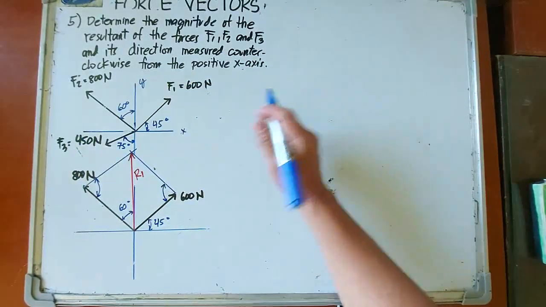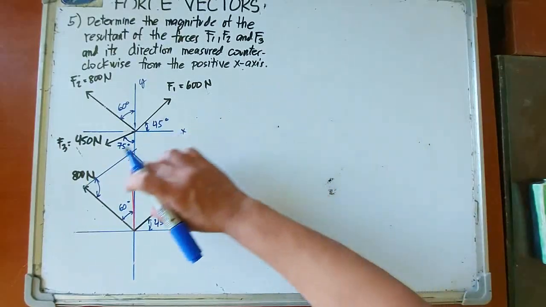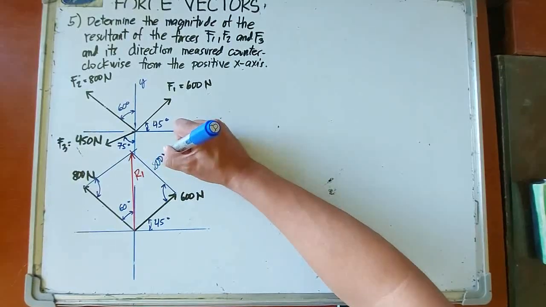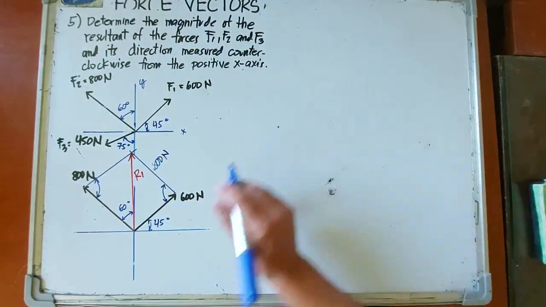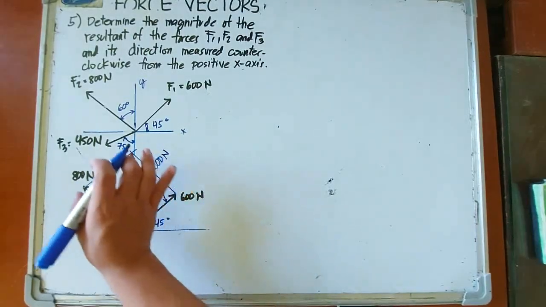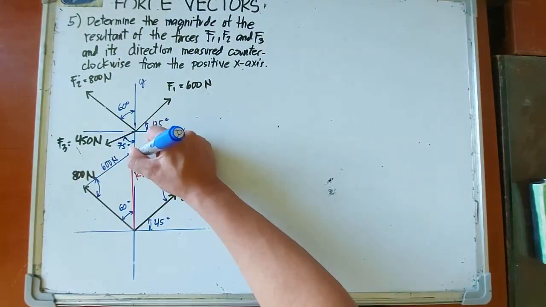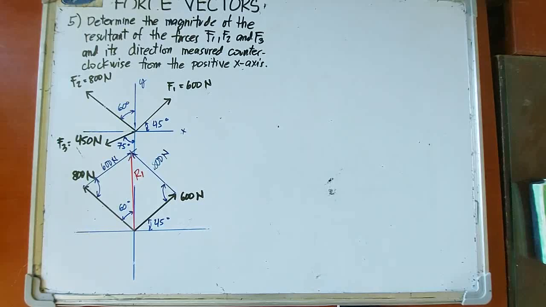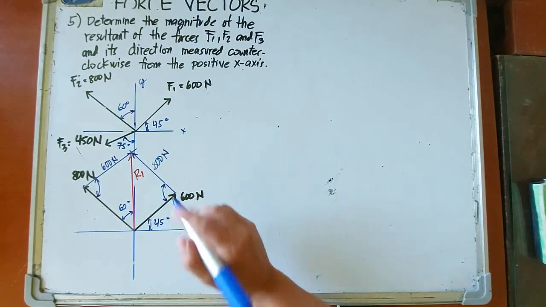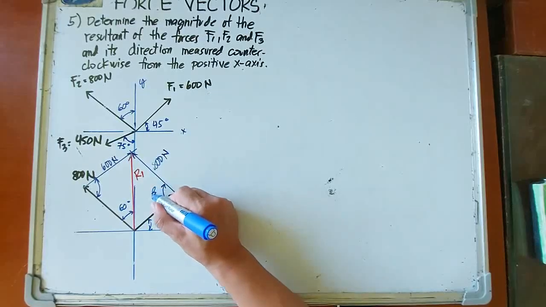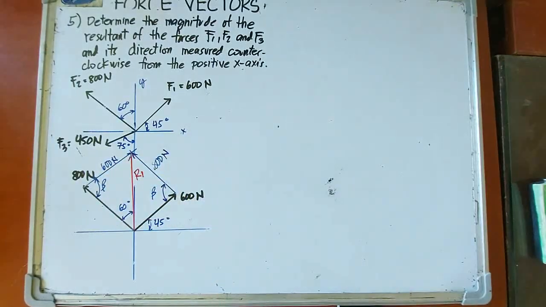Okay, so applying the parallelogram law, if this is 800 newtons, this side is also equal to 800 newtons. If this is 600 newtons, then this side is also equal to 600 newtons. So forces din yung mga yan. Okay, and then solve for this angle. How do you solve for this angle? Let's see, angle beta.